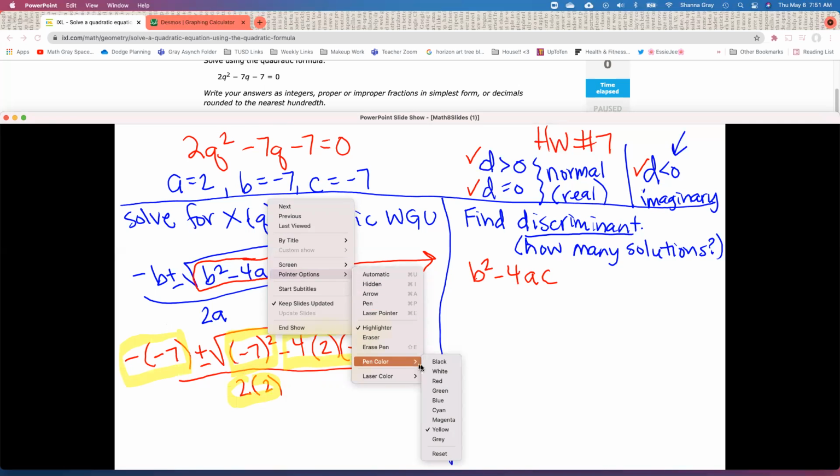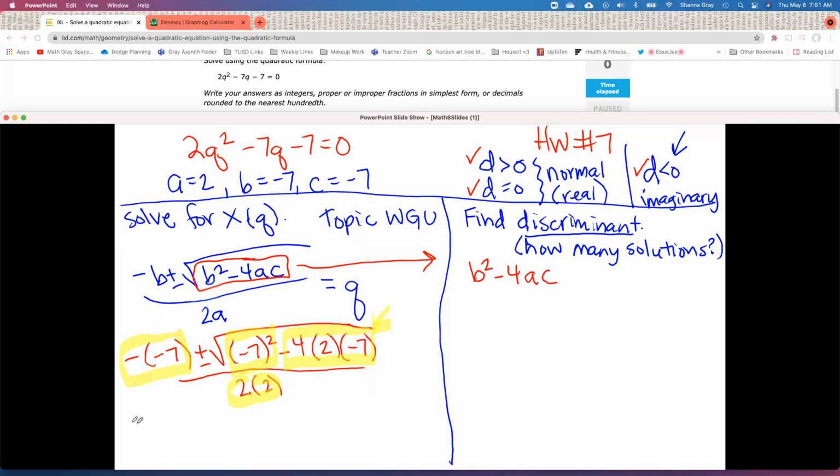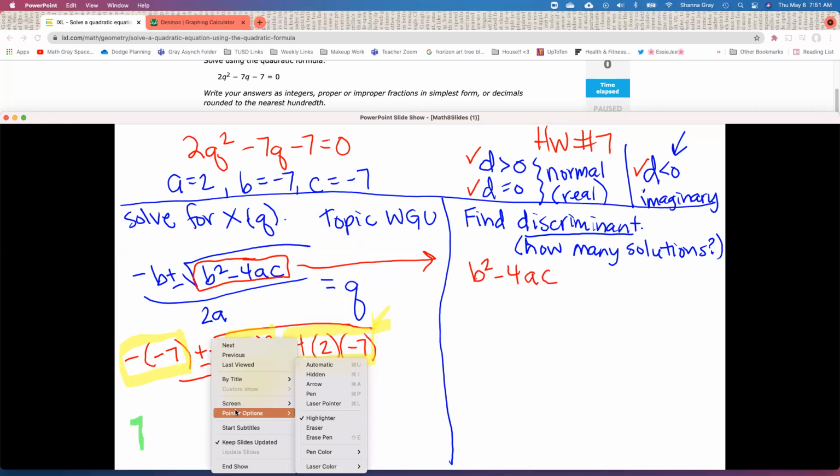So let's go through then and change color. Let's go to green. All right, so negative negative 7 is a positive 7. Oh, that's a highlighter still. I don't want that.